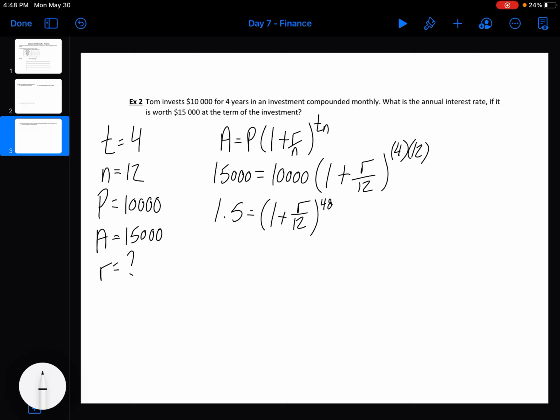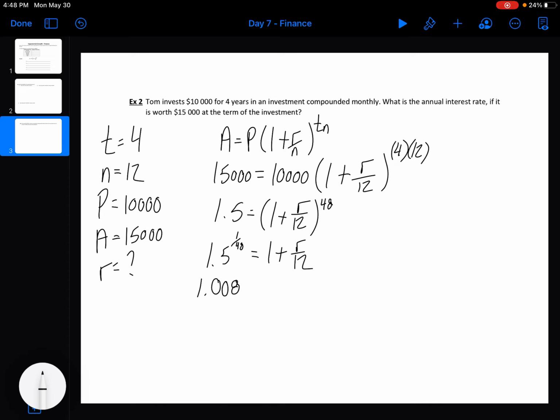Now to get rid of that 48, I need to do 1 over 48 as an exponent, or take the 48th root. So however you want to do it, I again always use a power. So I'm going to be doing the power of 1 over 48. And I'm taking that power to the 1.5 because I need to go to the other side. So I'll write it like this: 1.5 to the 1 over 48 is equal to 1 plus r over 12.